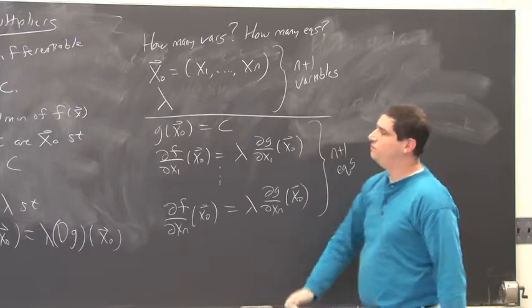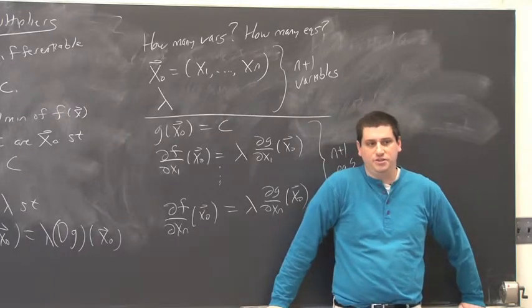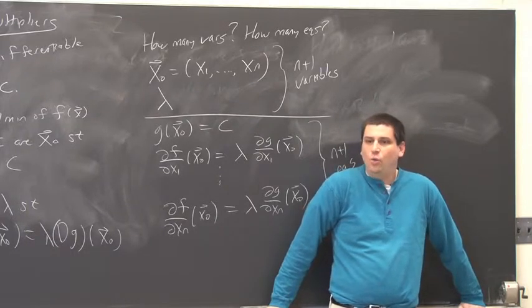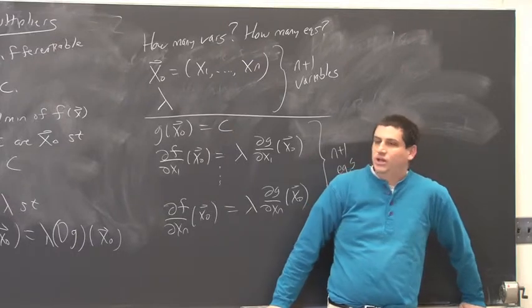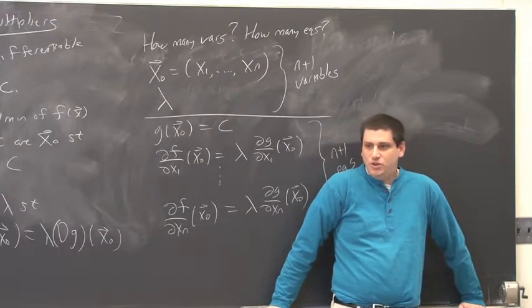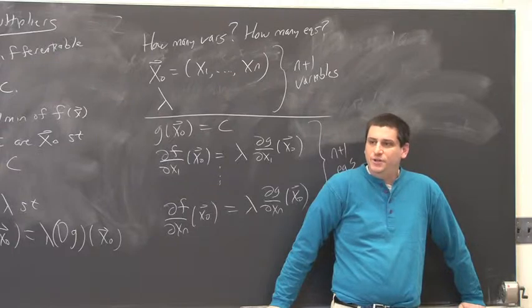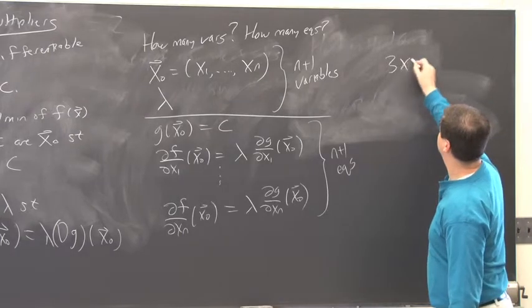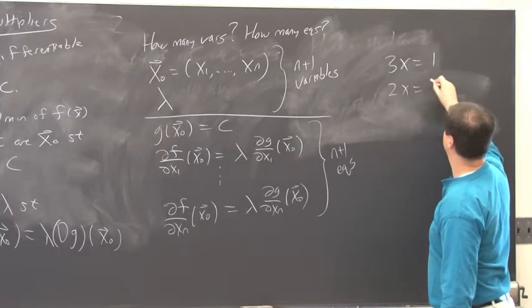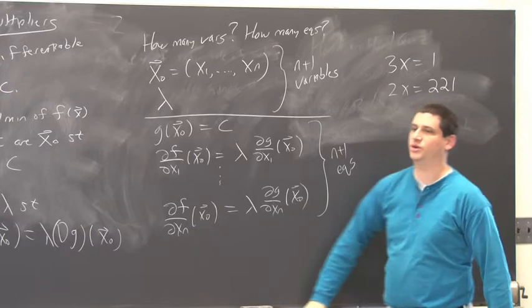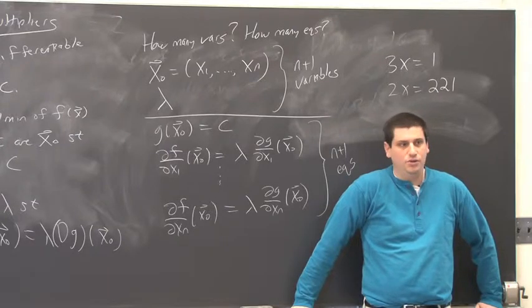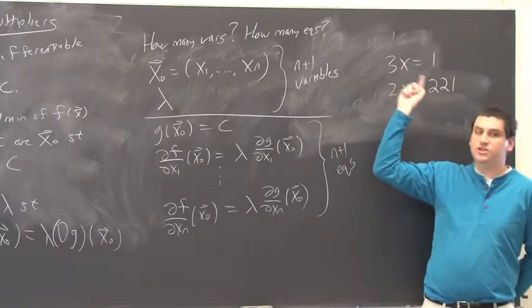Hey, this is pretty good. I have n plus 1 variables and n plus 1 equations. There's hope. Imagine I had one variable and two equations. Do you expect to be able to solve for one variable with two equations? Say I give you 3x equals 1, 2x equals 1. Do I expect to find a value for x? No, right? I have two equations but only one unknown.